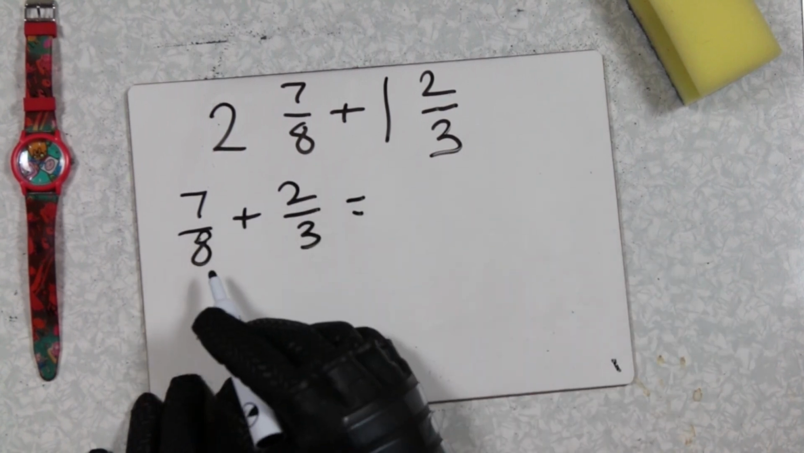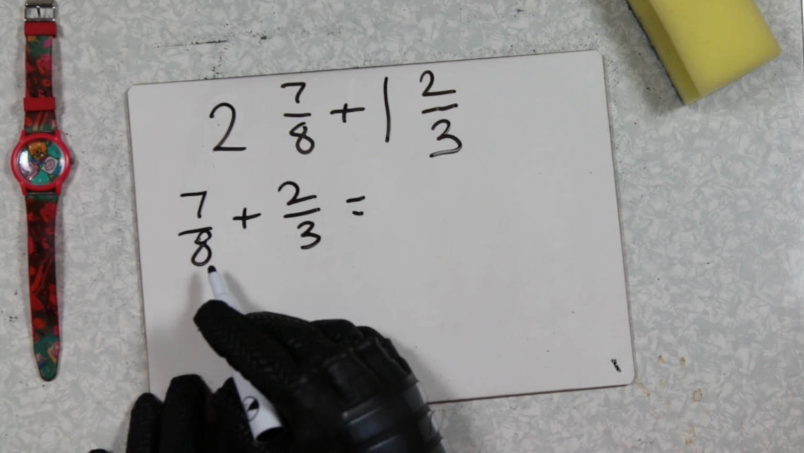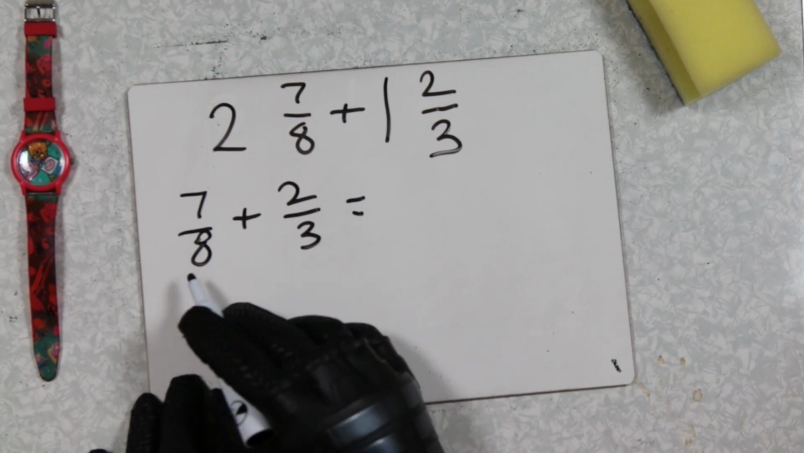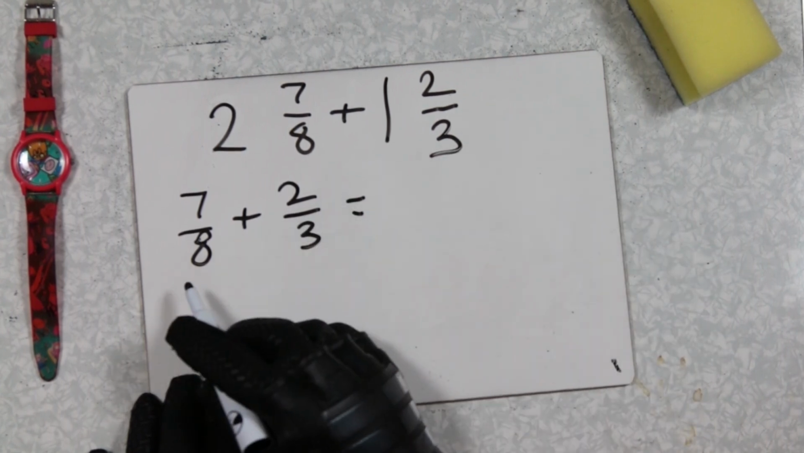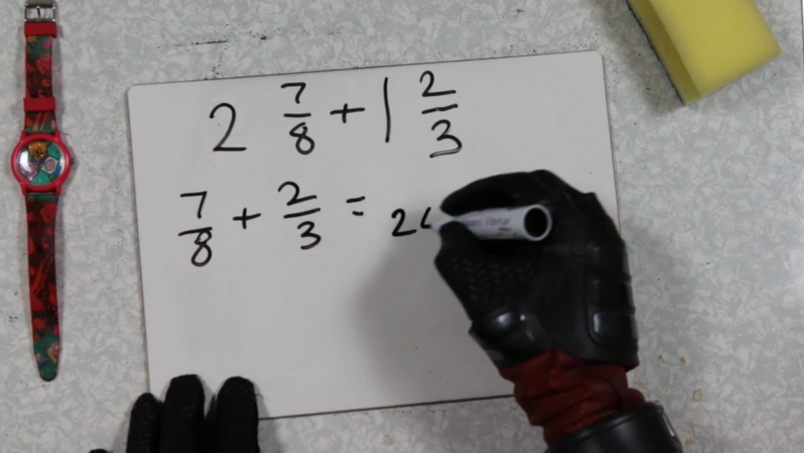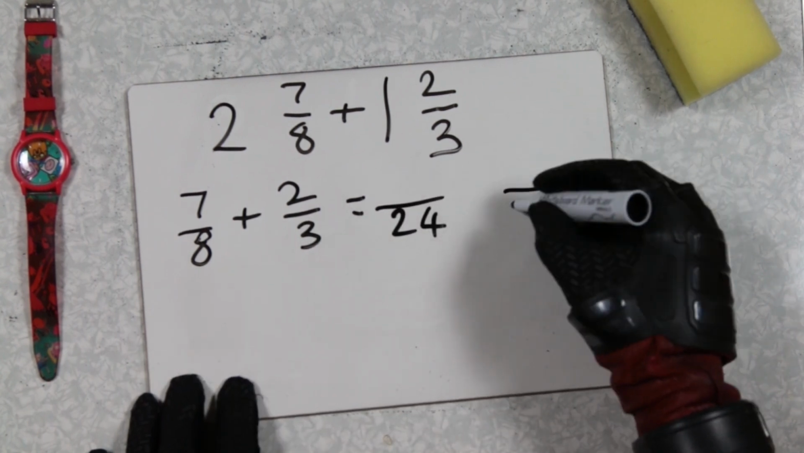Let's do our 8 times table. 8, 16, 24. That sounds good. 3 multiplied by 8 is 24. So we got 24 here and 24 here.